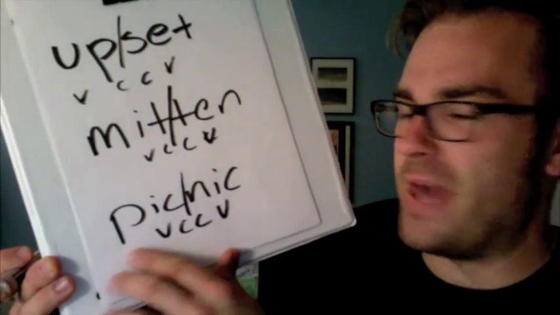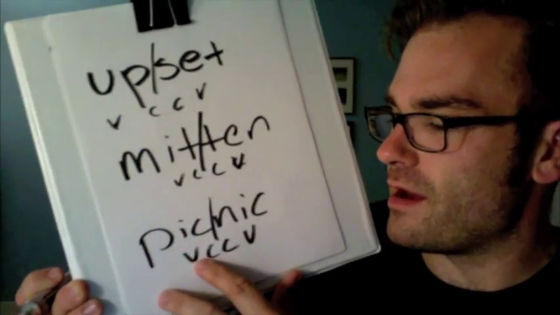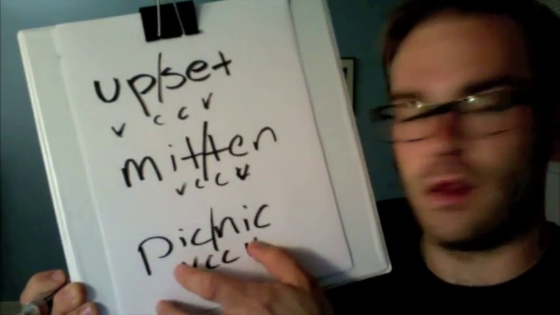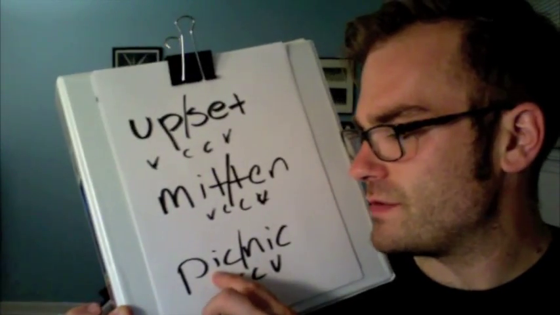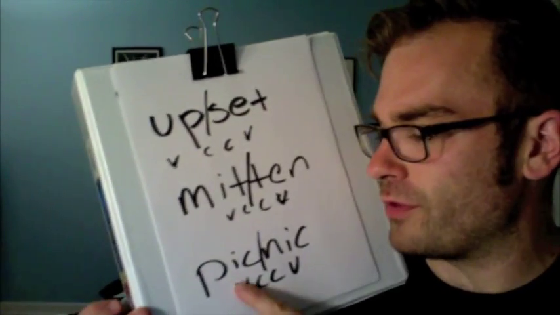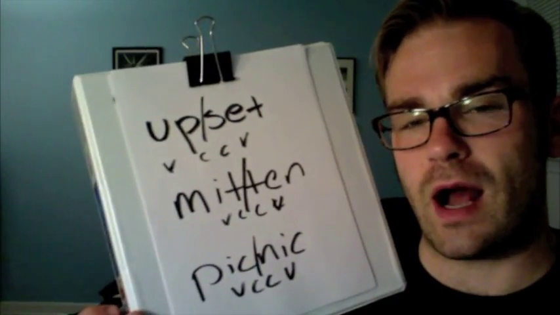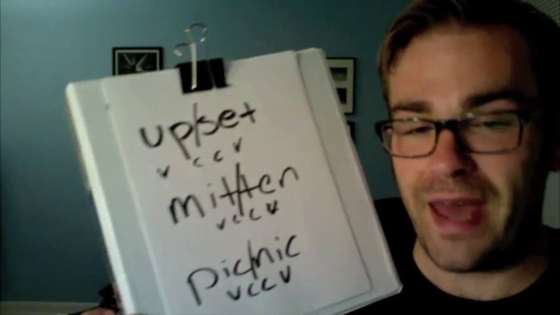Excellent job. Picnic. Again, two consonants in the middle of two vowels makes my VCCV division and gives me two syllables, both closed syllables with two short I sounds. Picnic.